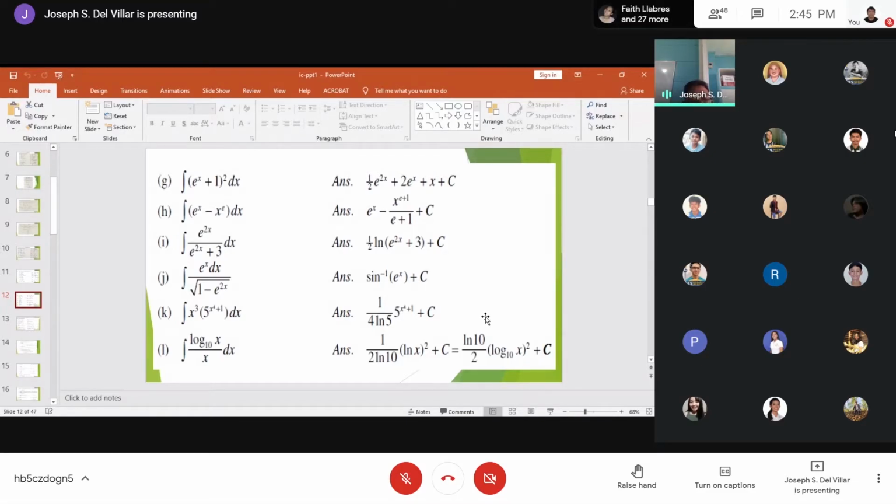Okay, letter J. Ay, letter J kasi is ano to? No? Please leave this. Kasi this involves inverse trigo, no? So, yung letter K na lang, except wag na yung L, yung K na lang. How are you going to solve for yung letter K?